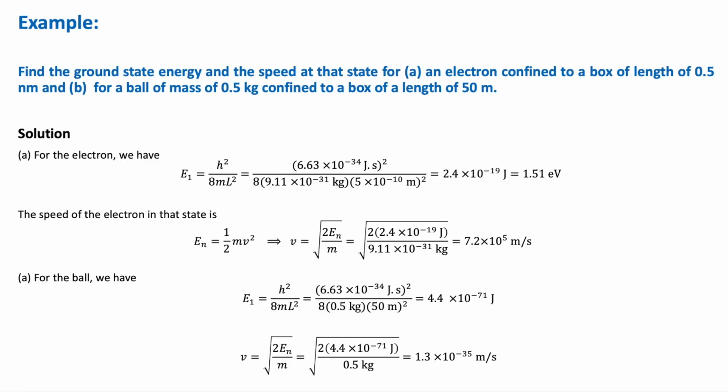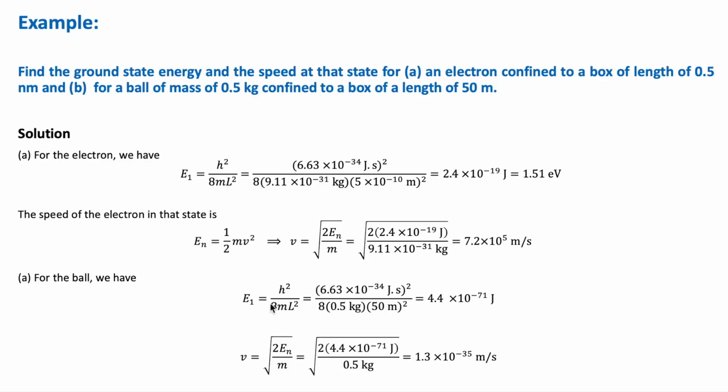So let's consider another example here of finding the ground state energy and the speed in that state of an electron confined to a box of length 0.5 nanometers, and for a macroscopic object such as a ball of mass 0.5 kilograms confined to a box of length 50 meters. So for the electron, the ground state energy is equal to 2.4 times 10 to the minus 19 joules, which is equal to 1.51 electron volts. And the speed of the electron in that state is given by this equation and is equal to 7.2 times 10 to the power 5 meters per second.